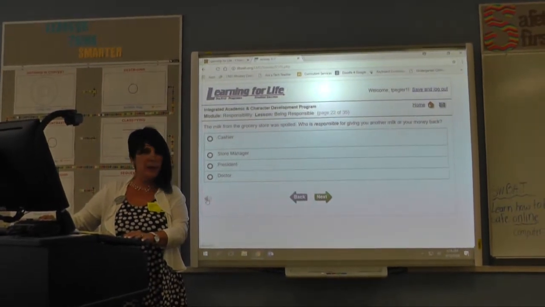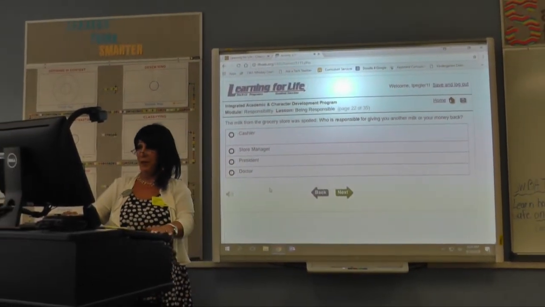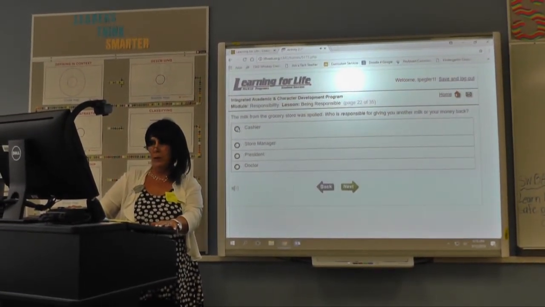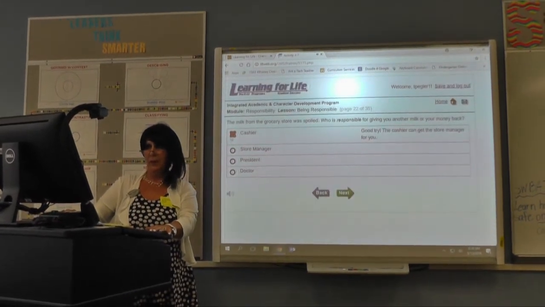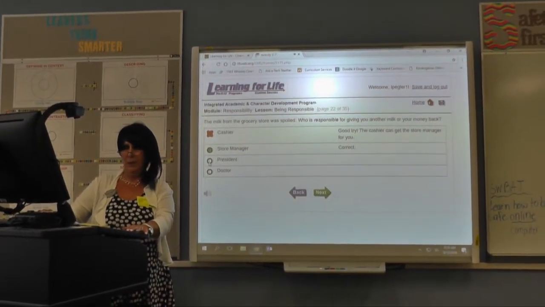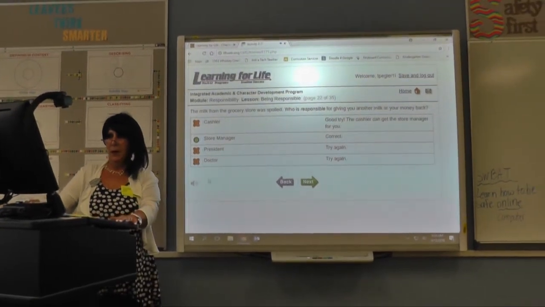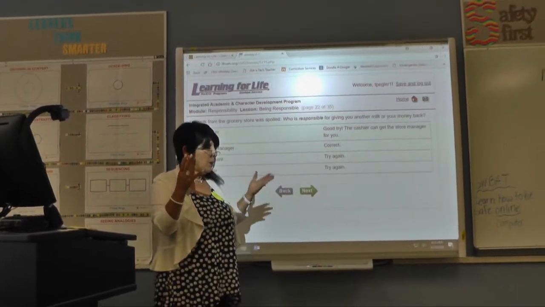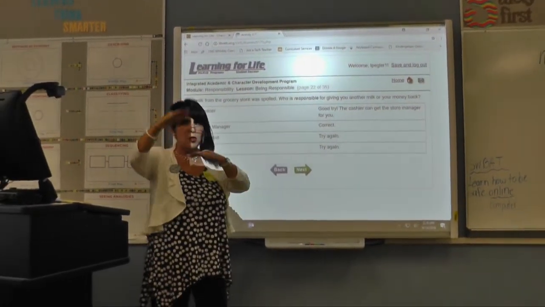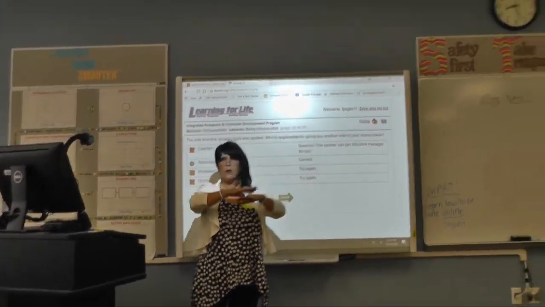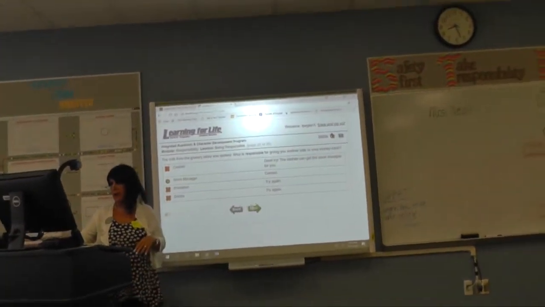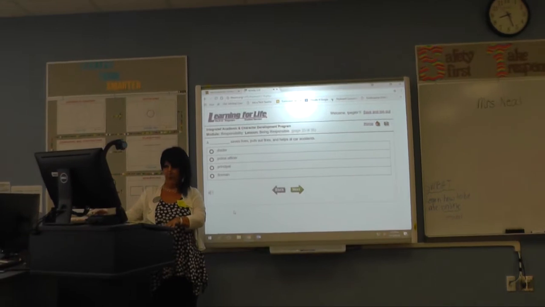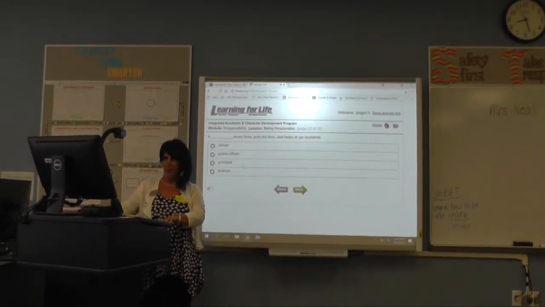Here we go. Are we all paying attention? The milk from the grocery store was spoiled. Who is responsible for giving you another milk or your money back? Cashier. Store manager. President. Doctor. So, good try for the cashier, but that's incorrect. Store manager. She's the only one who's responsible because she has the authority and is responsible for everything that goes on in that store. Excellent job.